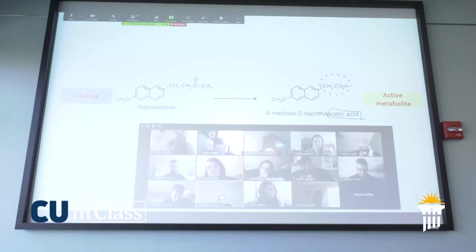All right, so here I have a slide showing you how nabumetone is converted to the active metabolite. We're going from nabumetone to that acetic acid group. So it's a prodrug. It's not active until after it's taken by the patient, ingested, and then metabolized to the acetic acid, okay?